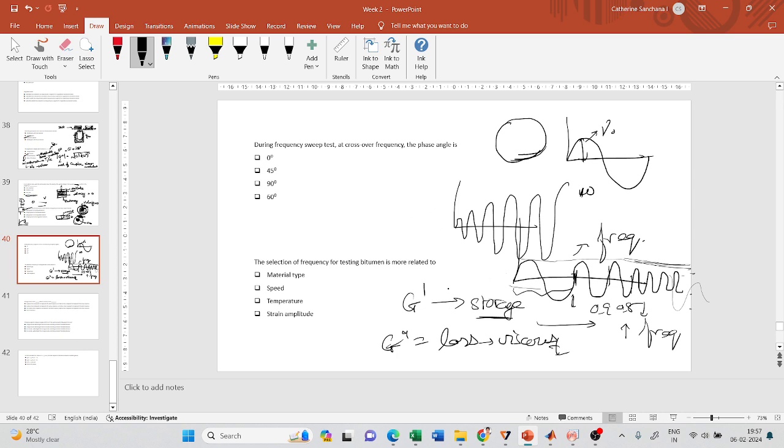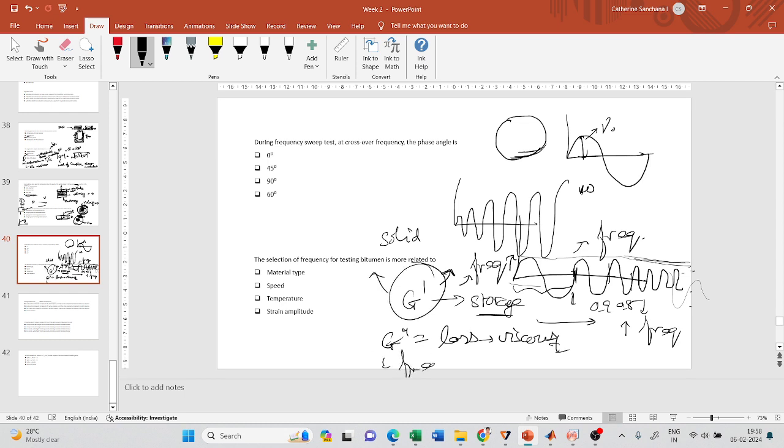But let us first understand that when the frequency is more, the material will give a solid-like response, which means the elastic component will be more. When the frequency is less, the loss component, the viscous component, will dominate, so G double prime will be more than G prime. Since they are related to each other, either one will be more or the other will be more. And there will be a particular frequency at which G prime will be equal to G double prime. The values will be the same.